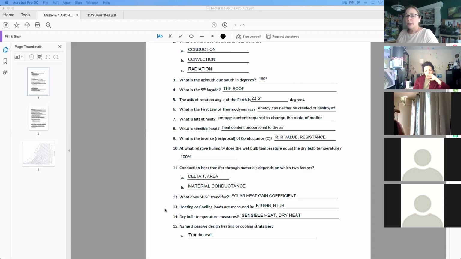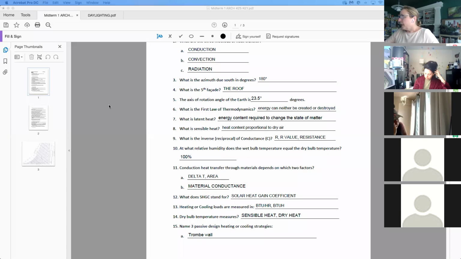And this directly relates to sizing of equipment and the method that mechanical engineers use to generate the bin hours of heating degree days and cooling degree days. So it's important to understand it's BTUs per hour. Number 14, dry bulb temperature measures the sensible heat or the dry heat.